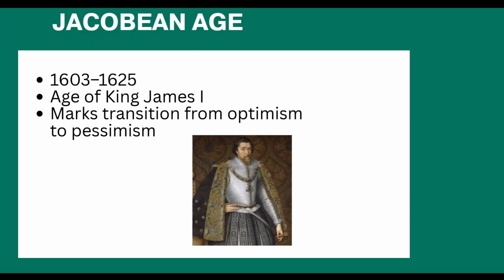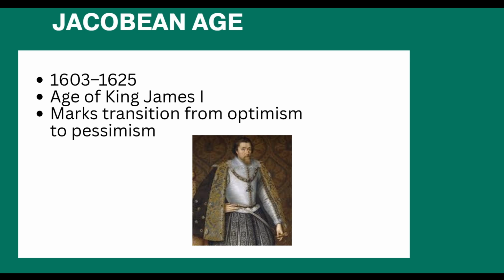So let us begin our discussion on the Jacobean and Caroline period. If we talk about the timeline of this period, this period started in 1603 and lasted till 1625. So this Jacobean era begins in 1603 when Elizabeth the First died and James the First became the king, and it ends in 1625 when King James the First died. So whenever you hear Jacobean, immediately remember the reign of King James the First.